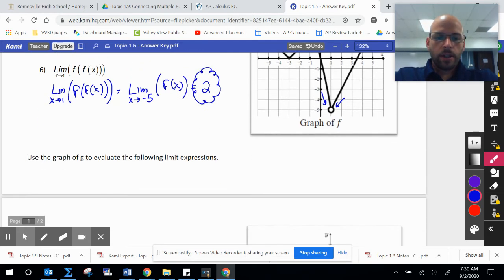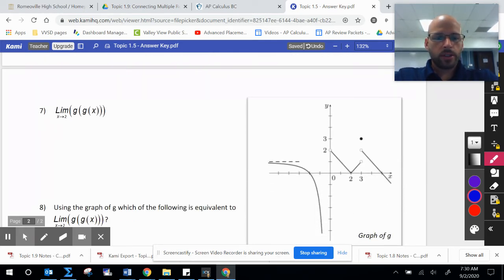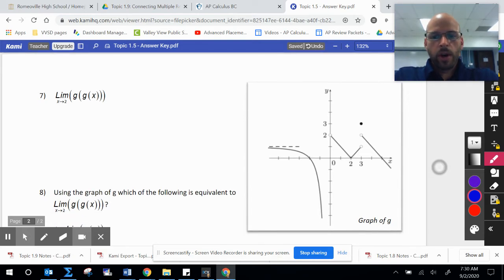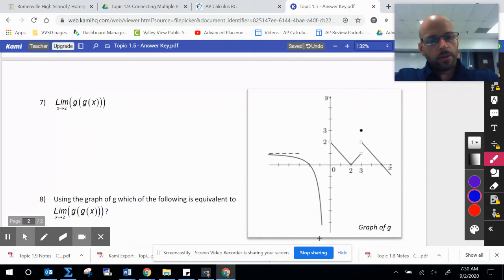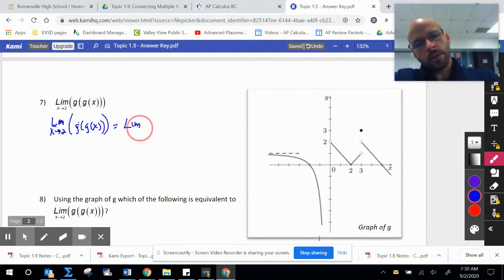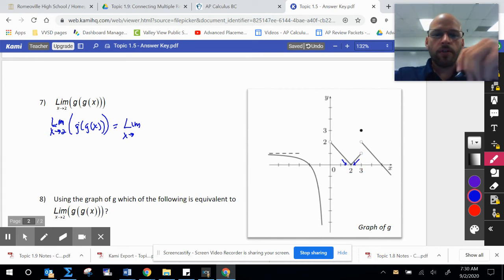Okay. I think I have one more. Yeah, so we have one of g. So a new graph. So I'm going to do this the same way. So the limit as x approaches 2 of g of x is equal to the limit as x approaches, now, as I go to 2, I am going to the value of 0.